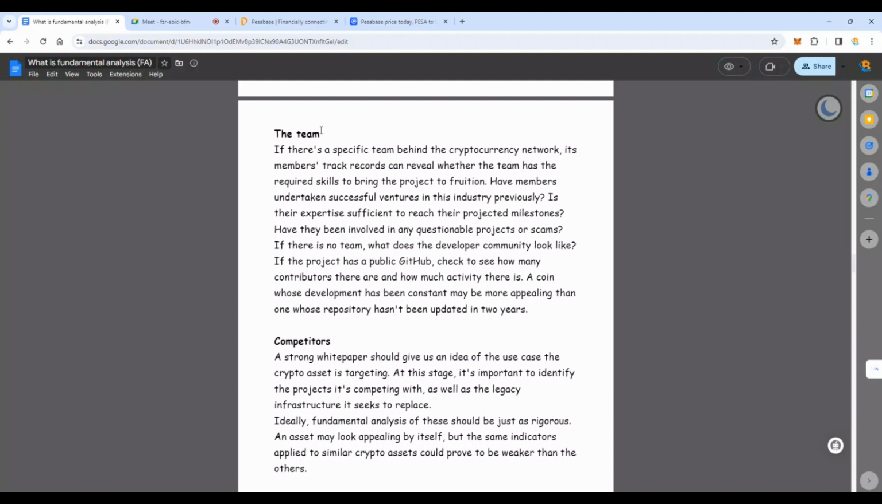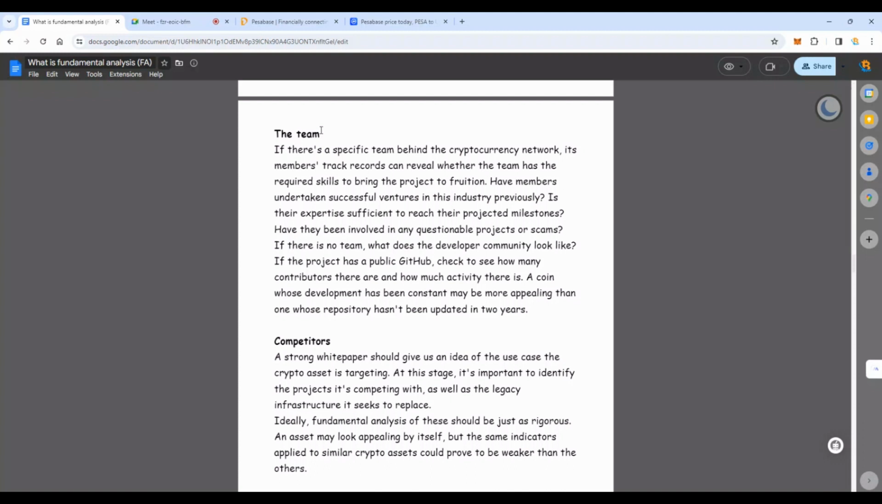Okay. Now, if there's a specific team behind the cryptocurrency network or project or blockchain or whatever project you're looking at, its members' track records can reveal whether the team has the required skills to bring the project to fruition. Have members undertaken successful ventures in this industry previously? You want to know whether they have the know-how of how to handle projects like this. Is their expertise and experience sufficient to reach their projected milestones? Have they been involved in any questionable projects or scams previously?